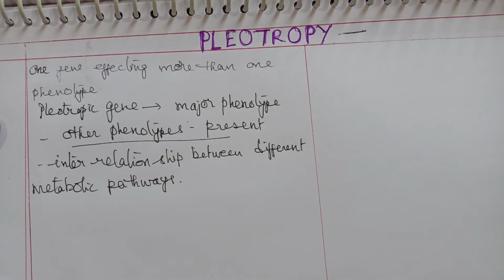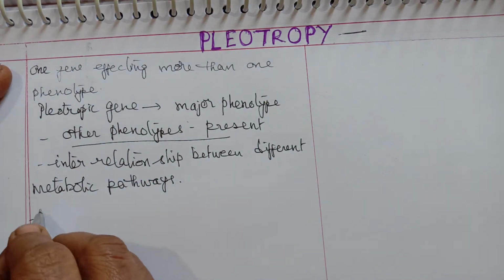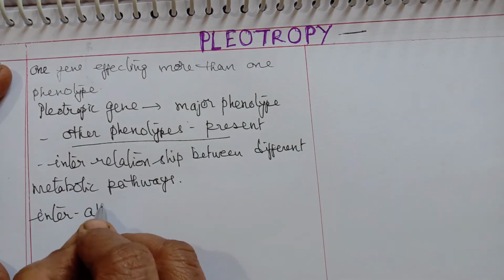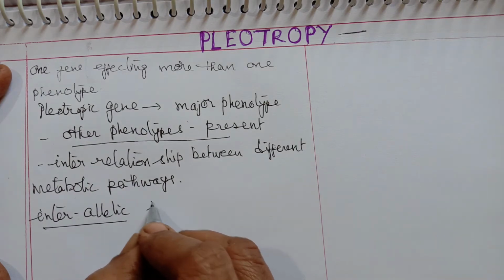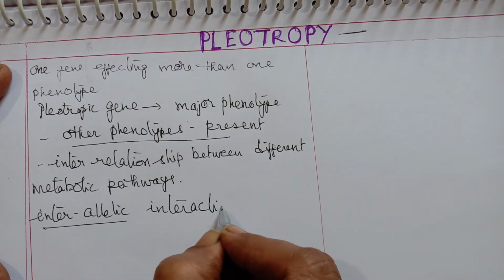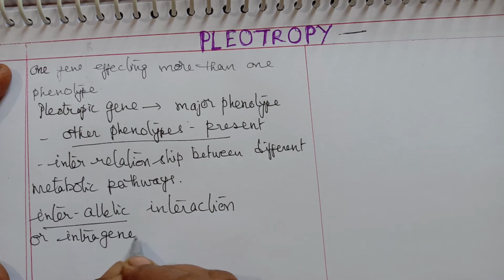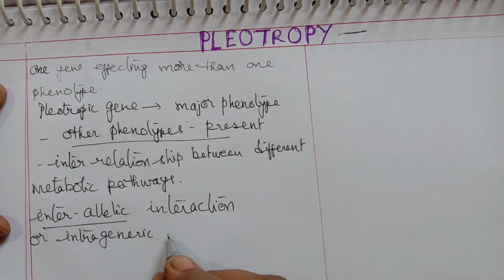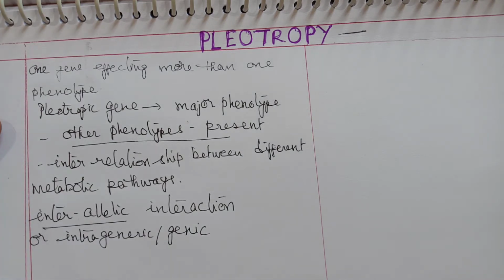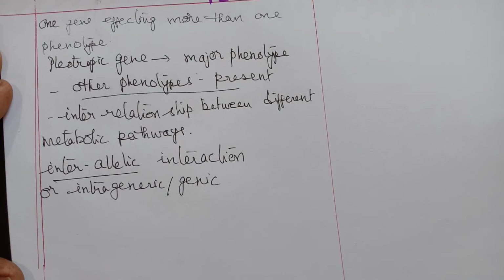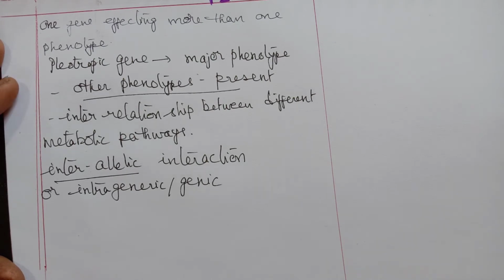Pleiotropy is an example of inter-allelic interaction between two different alleles. It is also called intragenic, that is, within one gene. Inter-allelic means two different alleles. So this is an example where two different alleles, when they interact, may show more than one phenotype. Then we call that phenomenon pleiotropy.